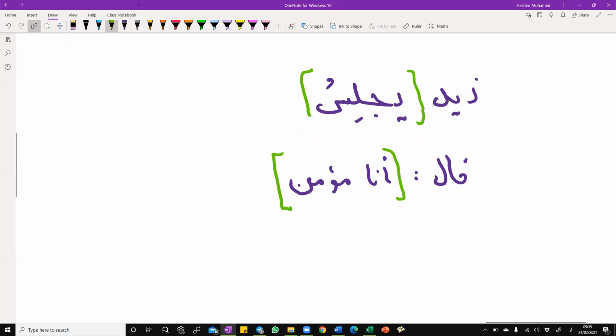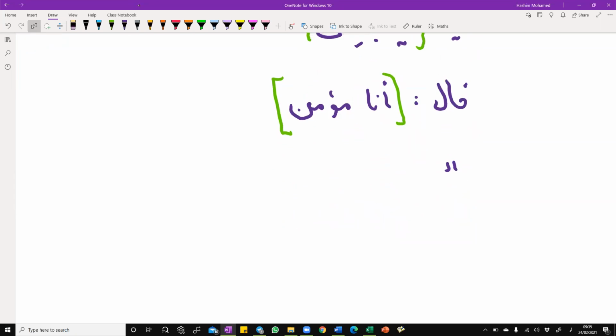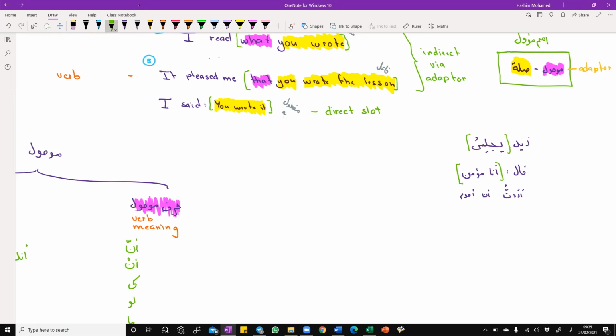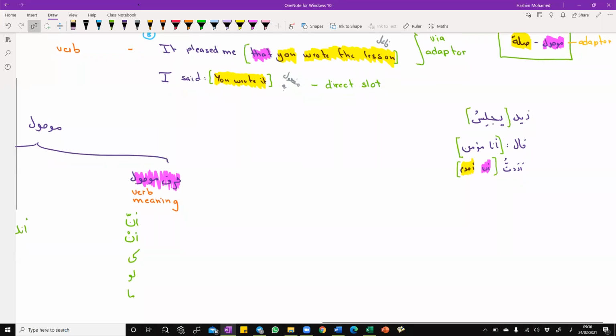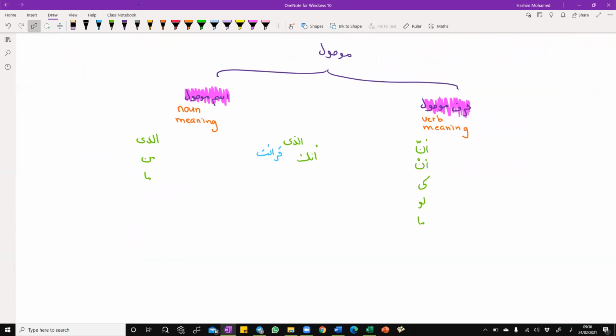But for example, if I say aradtu, I want to fast. I can't say aradtu asum. Do I want the thing to fast or the action of fasting? The action of fasting, so I use a harf mawsool: aradtu an asuma. Now this is an ism ma'awwal, made up of what? A sentence, which is called the sila, and the adapter which comes before it to allow it to fit into the slot, the mawsool. Because the objective is the action, we add a harf mawsool, an asum. If you want to extract a noun meaning, then you use one of the ism mawsool. Is that clear to everybody?